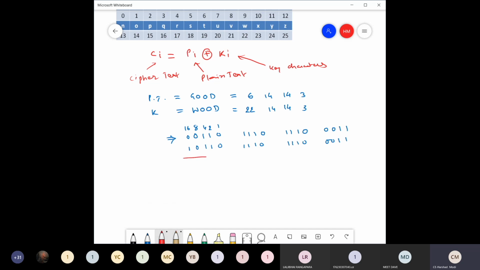Now how to perform the binary operation, that we already know. What is the XOR operation? 1 XOR 1 is 0, okay. But 0 XOR 1 is 1. By the same way 1 XOR 0 is 1. Again 0 XOR 0 is also equal to 0. So if exactly one of the bits is 1, then the result is 1, otherwise it's 0.